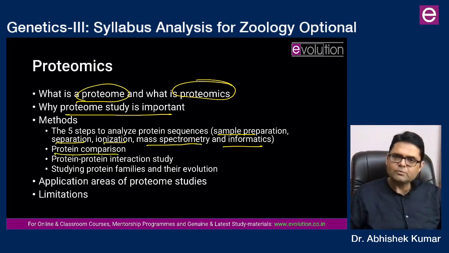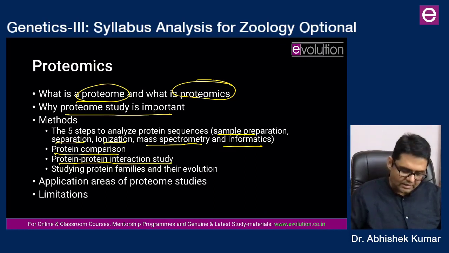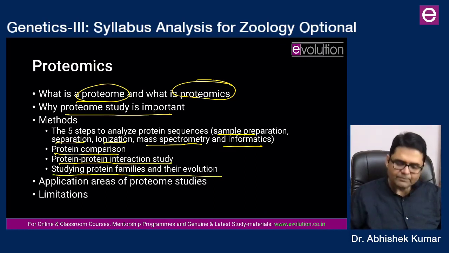After that, you go about protein comparison. How do two proteins from two different organisms or within the same organism compare to each other? Protein-protein interaction, because a large number of proteins do not act in isolation, they act as part of a complex. So protein-protein interaction is again a very important part of proteomic studies. And lastly, you will be studying protein families and their evolutionary relatedness. All of this in proteomics.